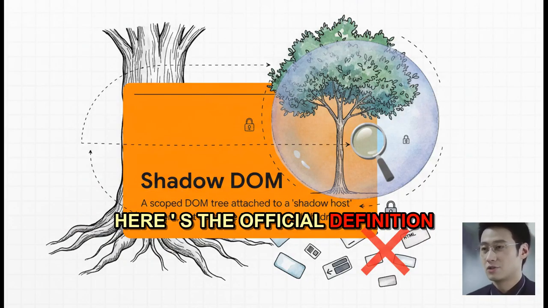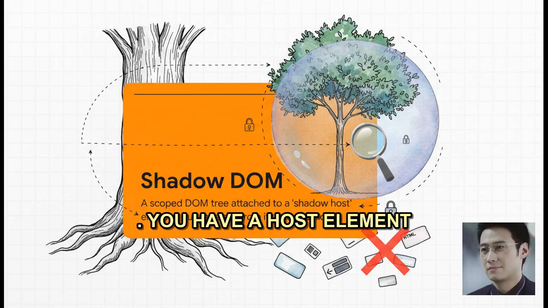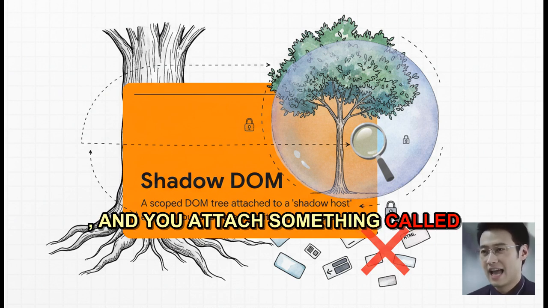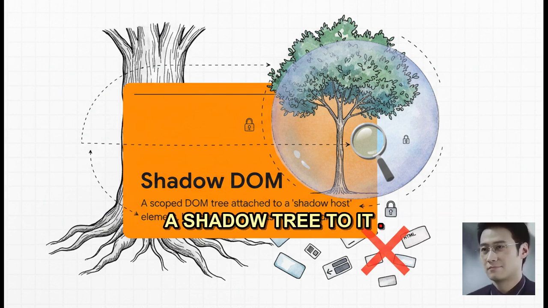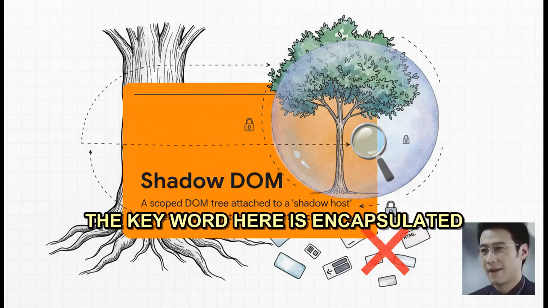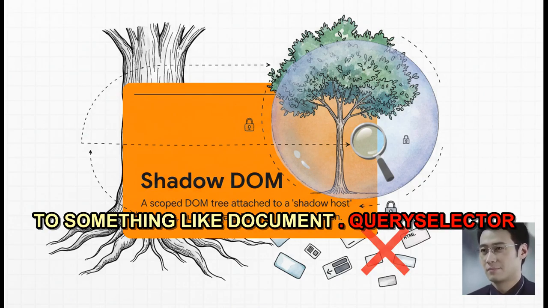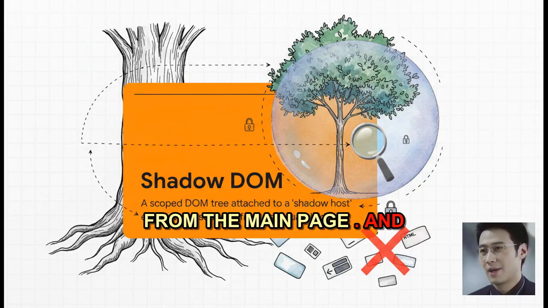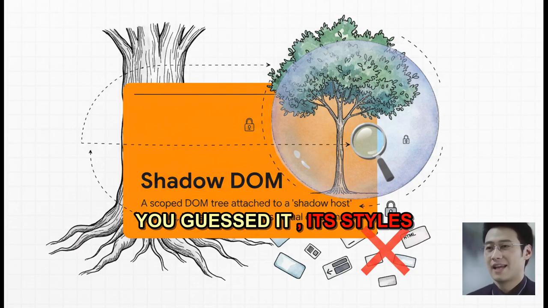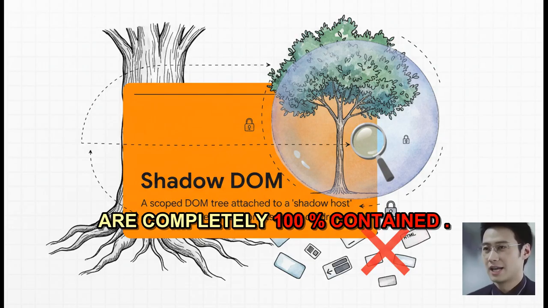And here's the official definition. You have a host element, that's your component, and you attach something called a shadow tree to it. The key word here is encapsulated. This tree is totally invisible to something like document.querySelector from the main page. And you guessed it, its styles are completely 100% contained.